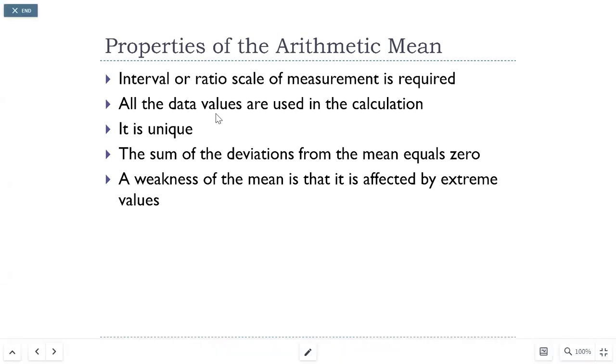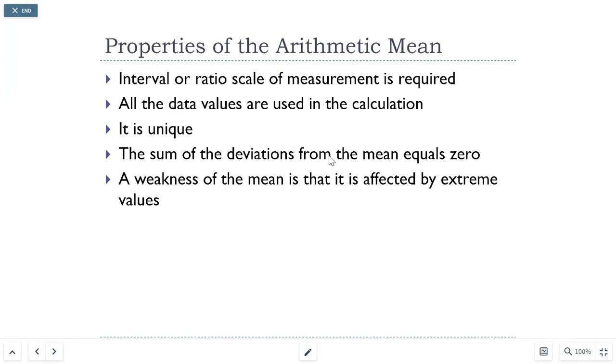All the data values must be used in the calculation. This is obvious because you're summing them all up. It's unique, in other words, each data set has one single mean. You can't have 2 averages. That doesn't make sense. The sum of the deviations from the mean equals 0.